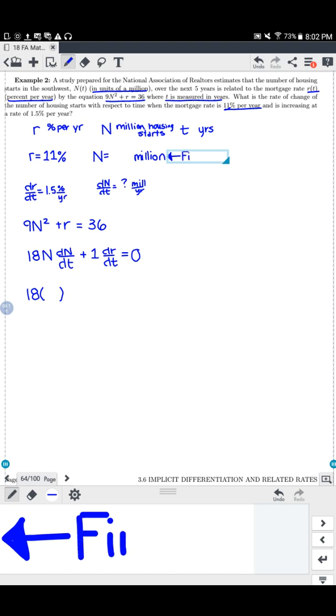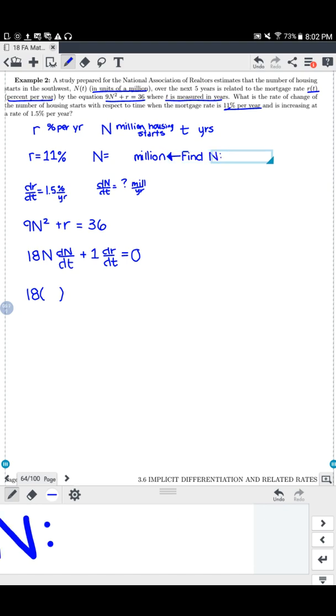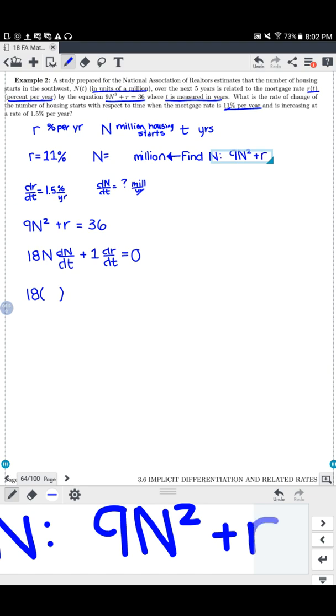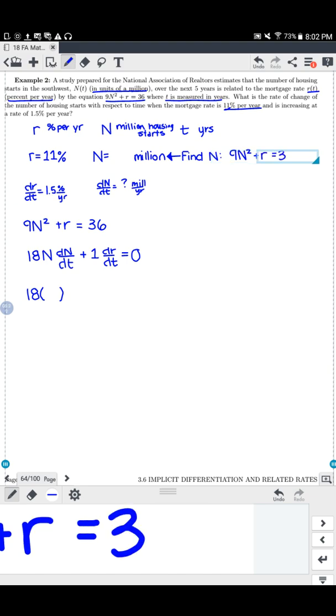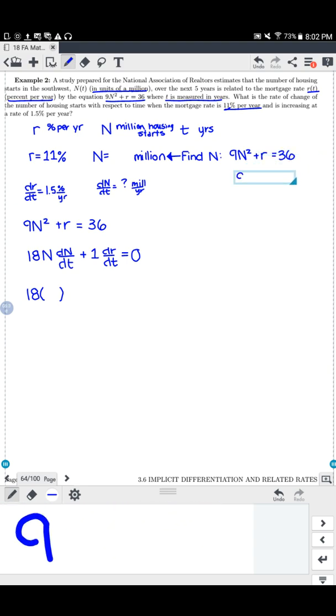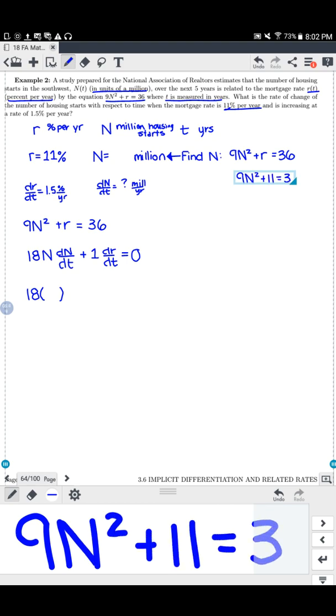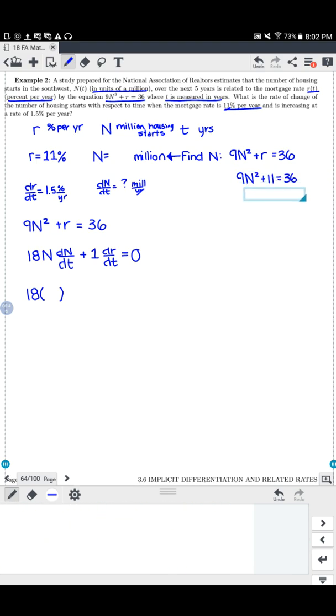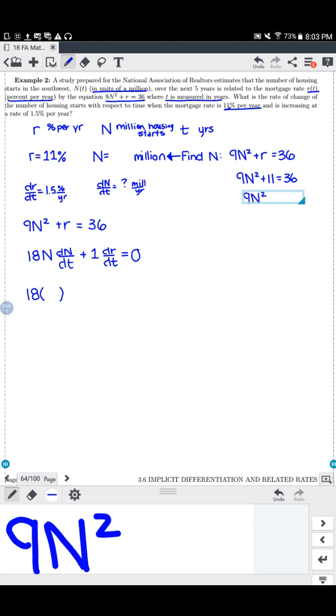Anytime you're missing a variable and not a derivative, you should be able to plug into the original to find what you're missing. So I need to find n, knowing that the relationship between n and r is 9n squared plus r equals 36. I know the mortgage rate right now is 11%, so I'm going to plug that in for r. So 9n squared plus 11 is 36. I'm going to solve for n here. What's the number of housing starts when the mortgage rate is 11%? I'm going to keep that 9n squared over here. I'm going to subtract 11 from both sides, so 9n squared is 25.